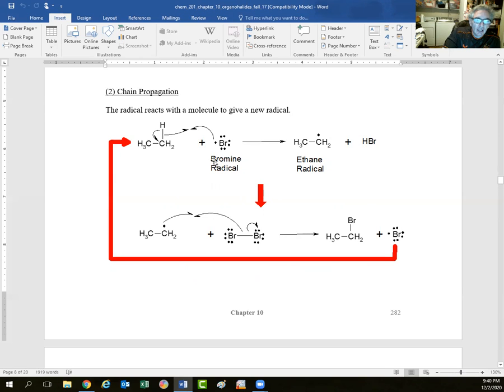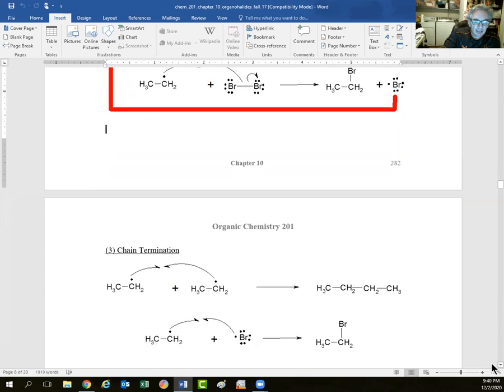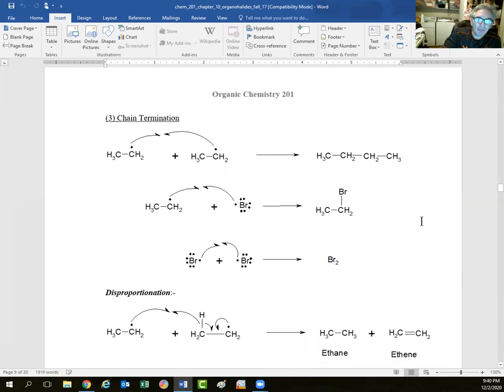It keeps going until we exhaust the supply of the starting material. And statistically, it starts to become more likely that a termination step will ensue as a radical molecule combines with another radical molecule. That could be two ethane radicals from the propagation step to produce one big long butane molecule. It could be the ethane radical reacting with the bromine radical to produce a little bit more of the bromoethane product, or maybe just reproduce the original bromine.